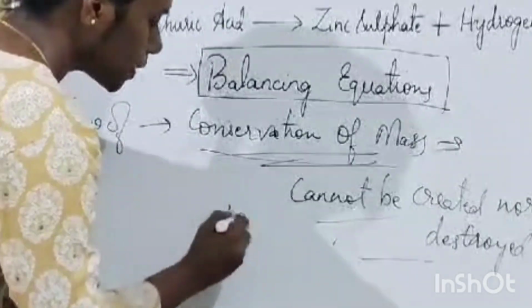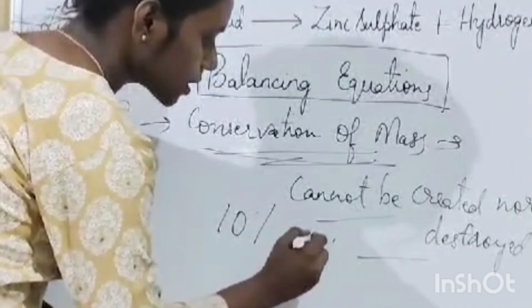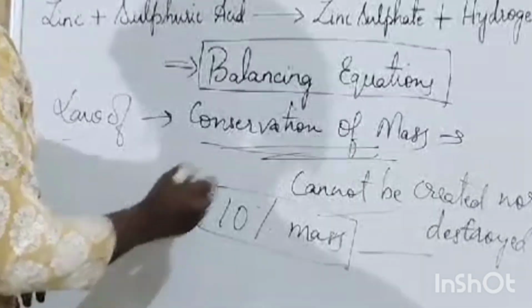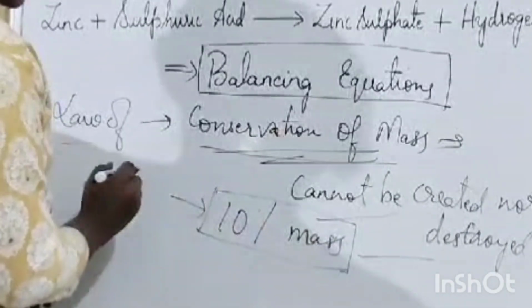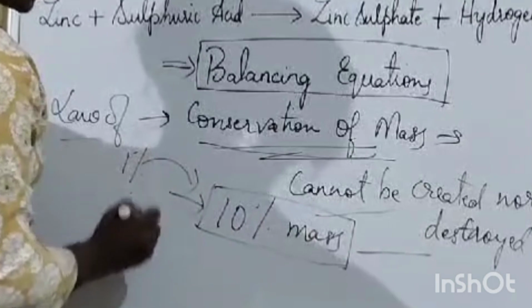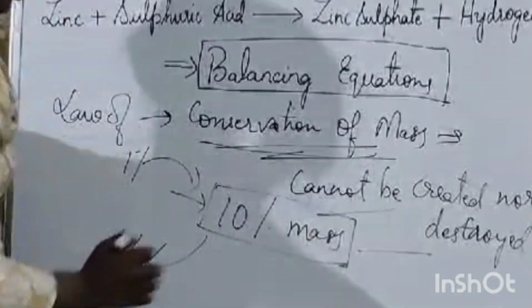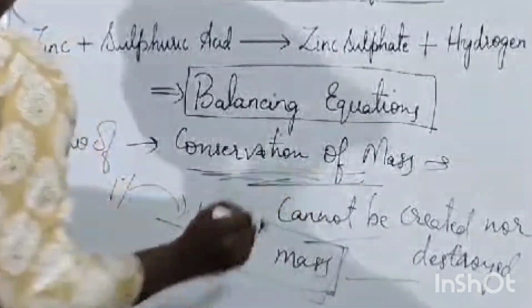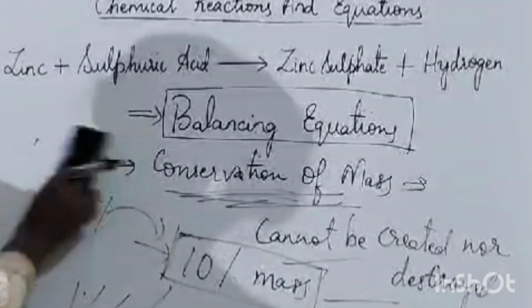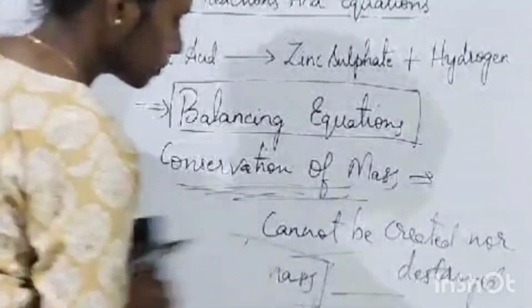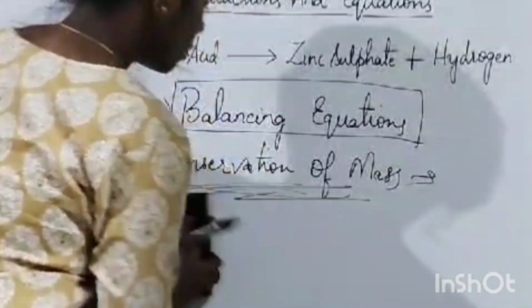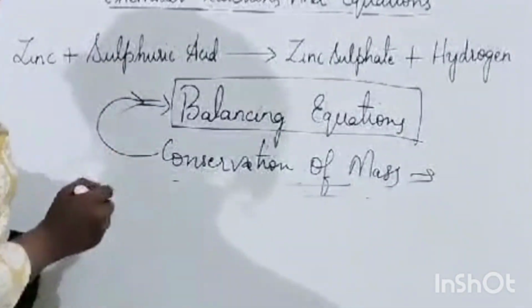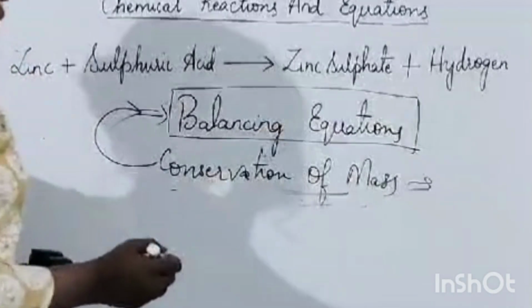If 10% of energy or mass is present in the universe, this 10% will always be there. You cannot add an extra 1% or deduct an extra 1%. It will always be 10%. So this is what the law of conservation of mass is stating. Now let us look at how this conservation of mass law is used in our topic, balancing equations.